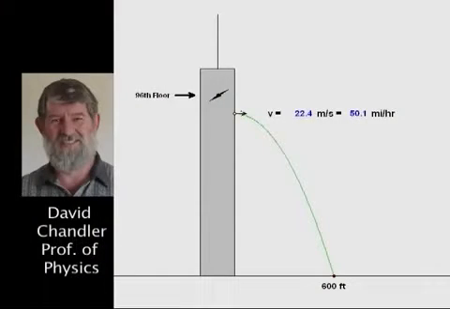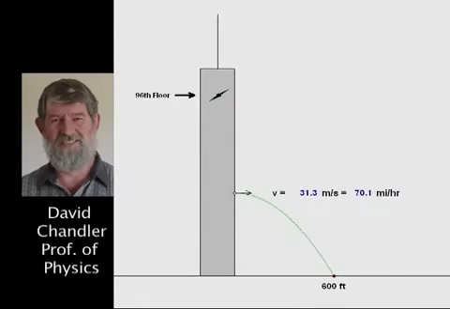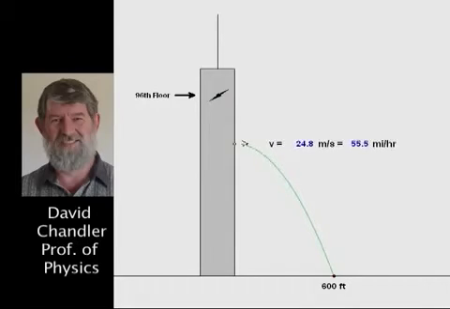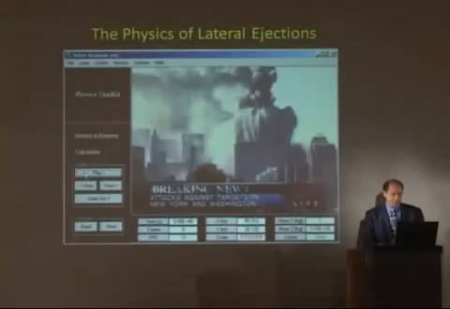Girders weighing several tons were found 600 feet from the base of the North Tower. How fast they were ejected depends on where they originated. If they came from high in the building, they were thrown outward at about 50 miles per hour. If they came from lower down, the speed had to be even greater. Gravity alone cannot account for such high lateral ejection speeds. In fact, let's take a look at a couple of these specific ejections.